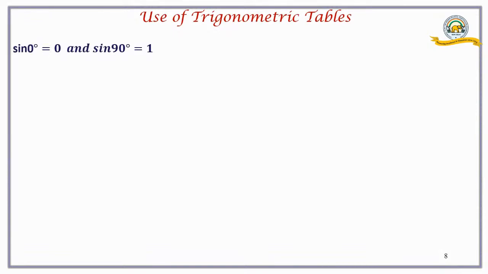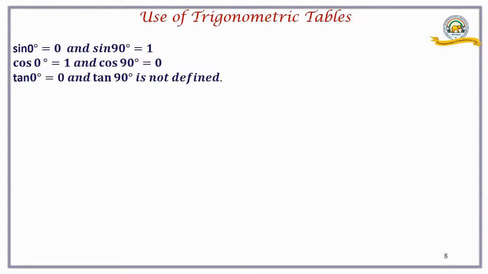Now let us have a look. What did we see in our standard angles? Sine 0 degrees is 0. And what is sine 90 degree? 1. What did you say for cos 0 degree? 1, and cos 90 degree 0. By this time you must be familiar with these. Tan 0 degrees is 0, and tan 90 degree is a large number. It's not defined.